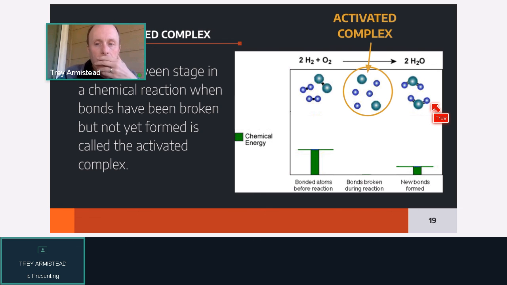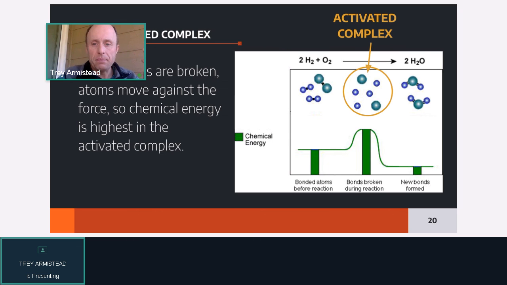If we think about what's going to happen with an activated complex, they have to move to break the bonds against the force, which means the chemical energy has to go up. And so we can see here the chemical energy is going to go up to the activated complex. And then when it forms new bonds, we're going with the force, so the chemical energy goes down. This is going to be true in every single chemical reaction. It's always the case that the chemical energy first goes up as you break the bonds and then comes back down as you make new bonds. And so that activated complex always has the highest chemical energy.